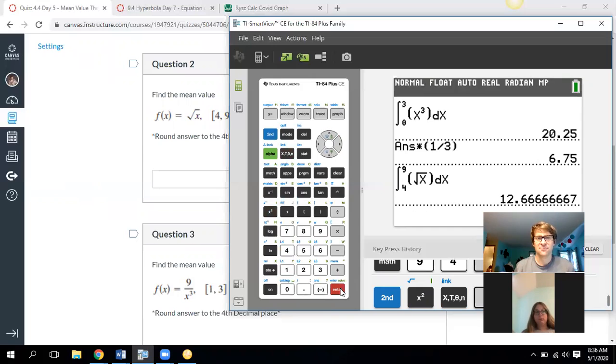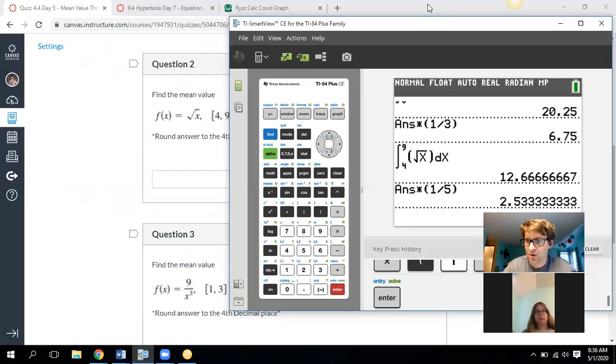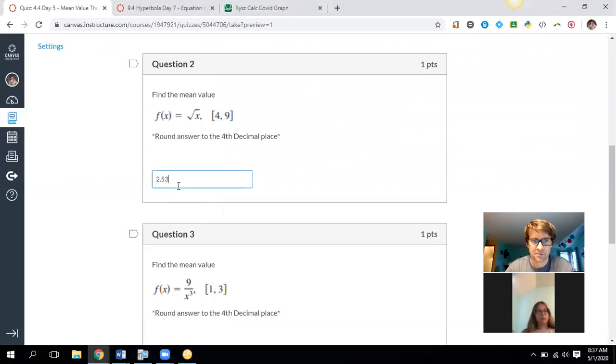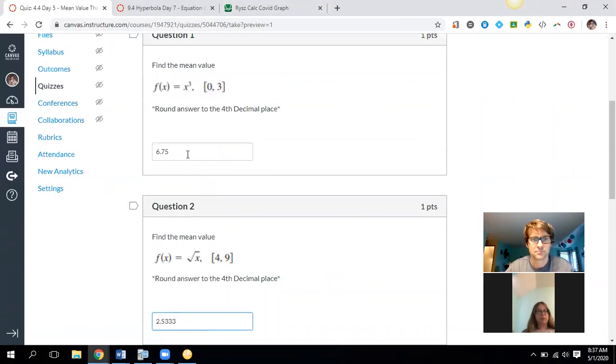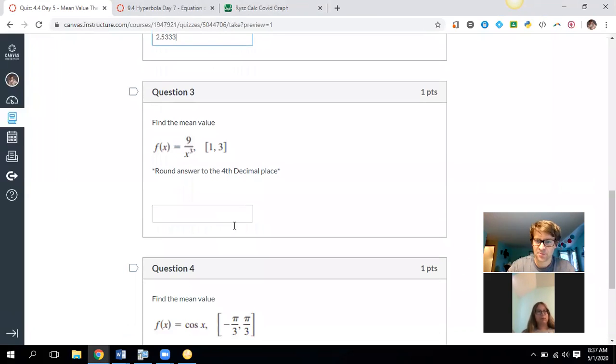To find the average, we're going to multiply that by 1 divided by, now we subtract the numbers, so 9 minus 4 is 5, because there were 5 units between 4 and 9. And there's our answer, 2.5333. Okay, so you kind of see what we've been doing, just that little extra step. Okay, let's keep this going.